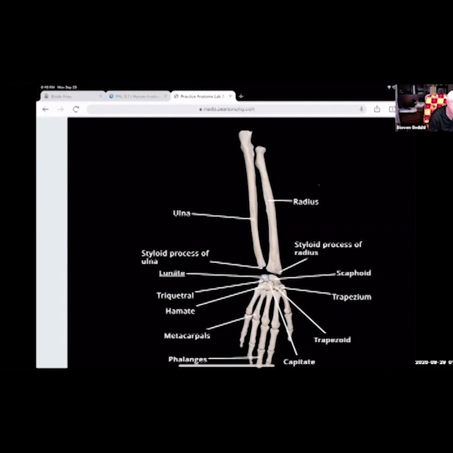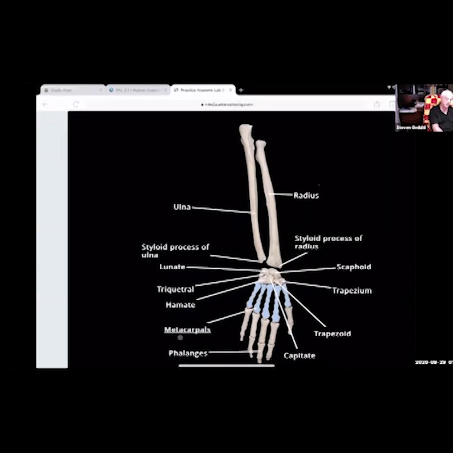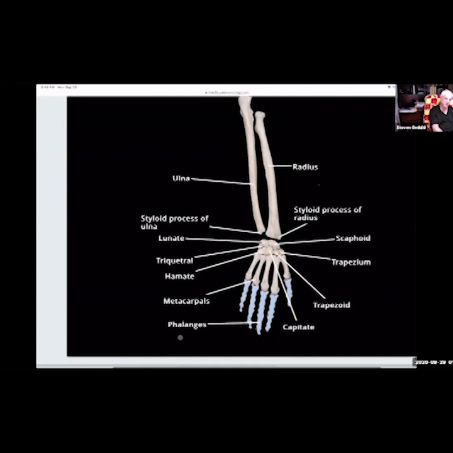Then you have the lunate, triquetral, hamate. Those are 3 of the bones of the hand. You get your metacarpals, metacarpals 1 through 5, and then the 4 digits in order. Then you got your phalanges. Then you got your capitate bone, trapezoid bone, and your trapezium bone, and your scaphoid bone.